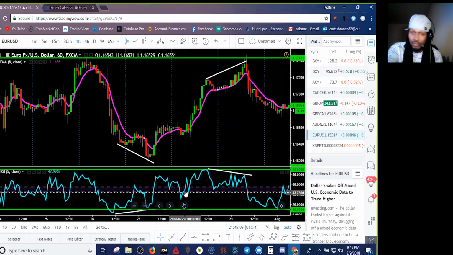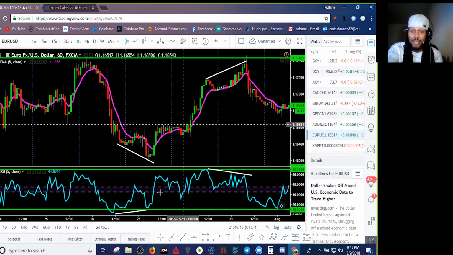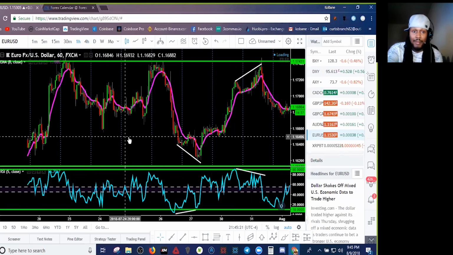But when it broke below, it came right back above. So now this middle area is going to dictate the strength of a trend for us, right? In an uptrend, you want to see price typically stay above this middle zone. Same thing that happened back here, right?